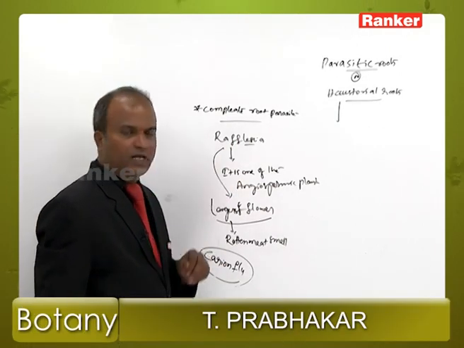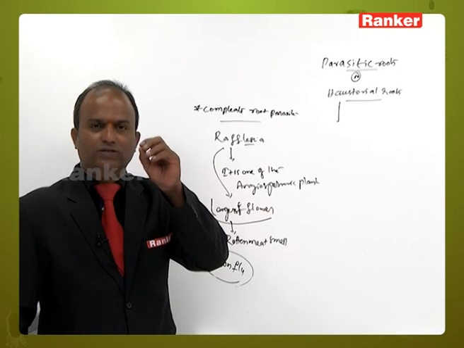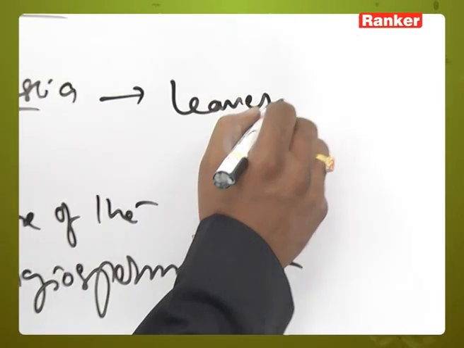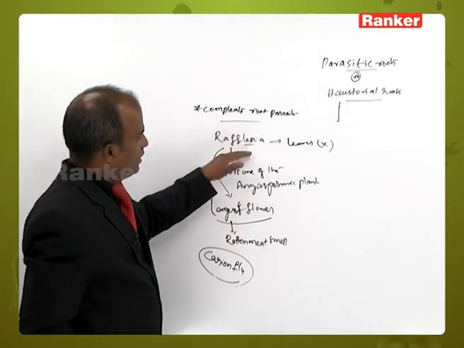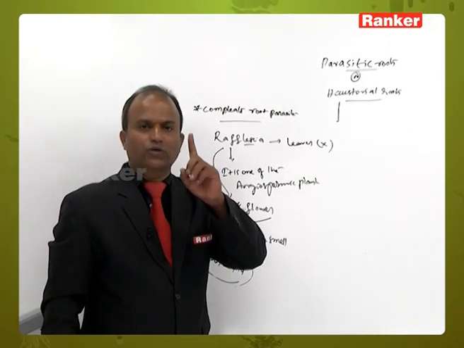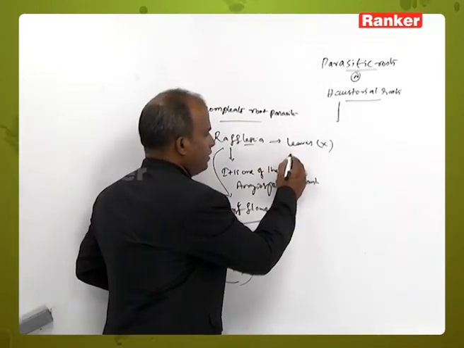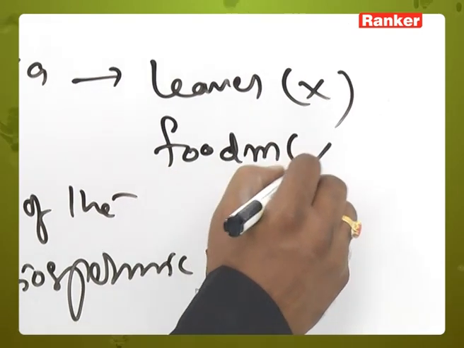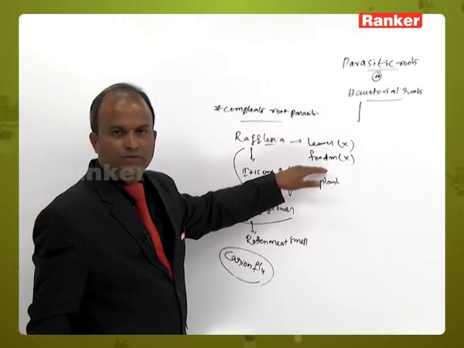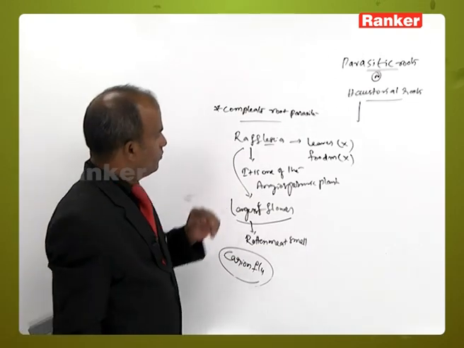And one more thing, this Rafflesia, whether it produces leaves or whether it does not produce leaves. It does not produce leaves. As it does not produce leaves, it cannot perform photosynthesis, due to which it cannot prepare its own food materials. That means food materials are completely absent. Due to which what happens here?